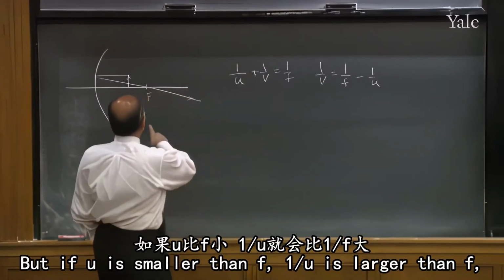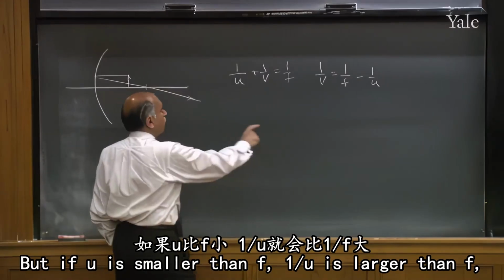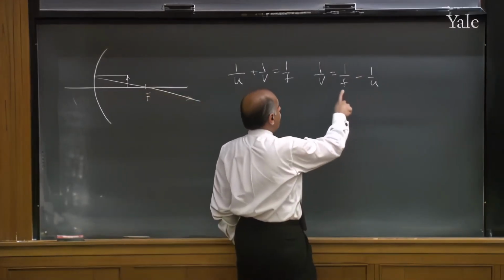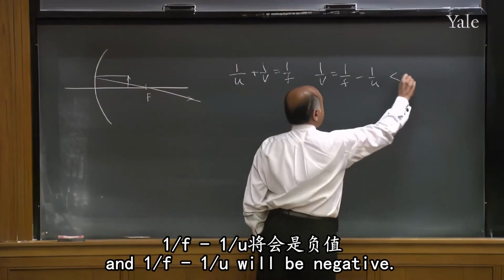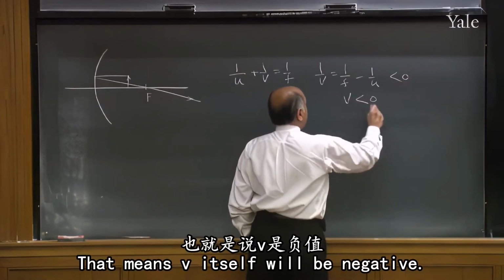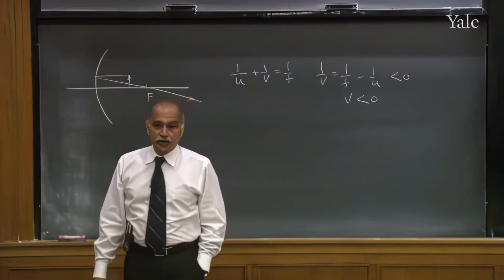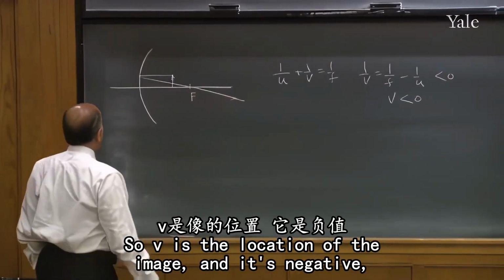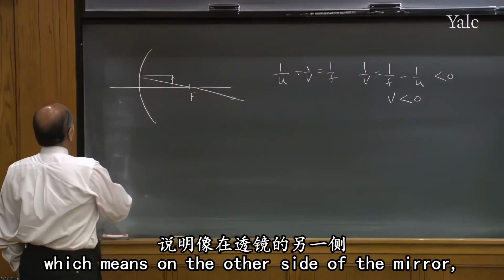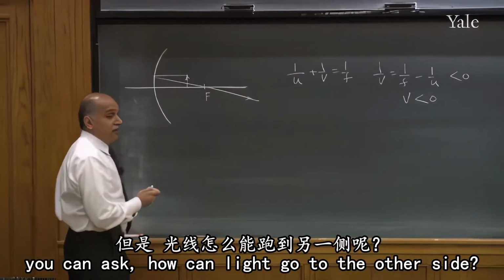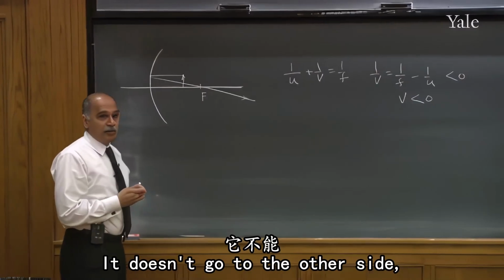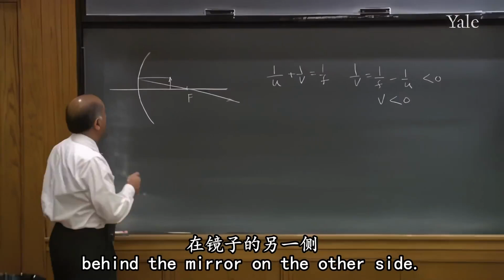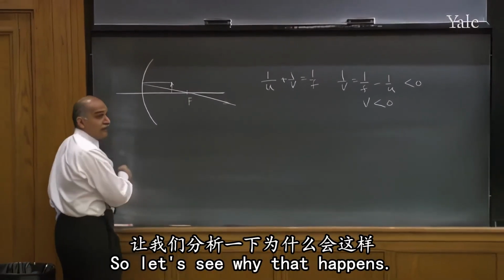But if u is smaller than f, 1 over u is larger than 1 over f, and 1 over f minus 1 over u will be negative. That means v itself will be negative. So v is the location of the image. And it's negative, which means on the other side of the mirror. You can ask, how can light go to the other side? It doesn't go to the other side. But you will see that it looks like something is behind the mirror on the other side. So let's see why that happens.